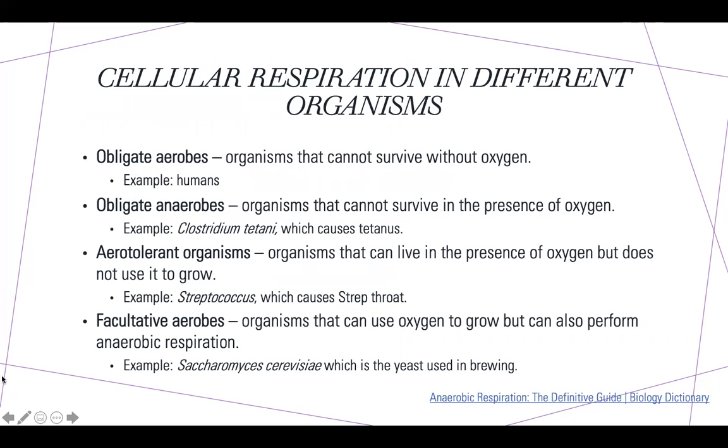Cellular respiration in different organisms. Obligate aerobes are organisms that cannot survive without oxygen, such as humans. Obligate anaerobes are organisms that cannot survive in the presence of oxygen. The example written right there causes tetanus. Aerotolerant organisms are organisms that can live in the presence of oxygen but do not use it to grow. Example, the bacteria that causes strep throat.